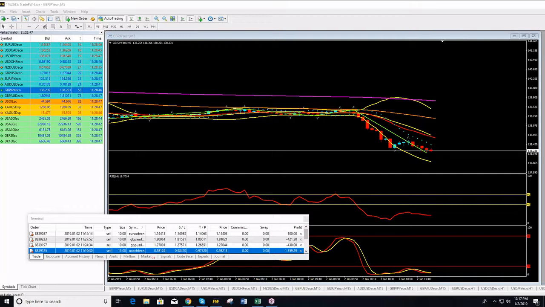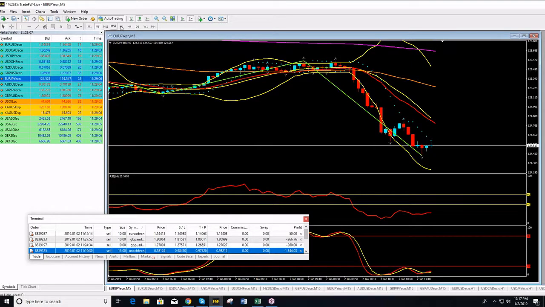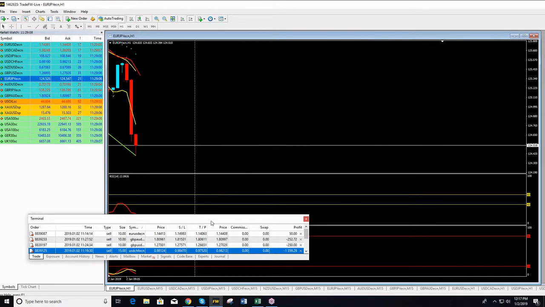Don't know, something is keeping me back from pound yen. Let's leave it for the moment, guys. So we already have 4 positions. Let me also analyze for you euro yen. Euro yen is looking very bearish. So let's analyze also euro yen.